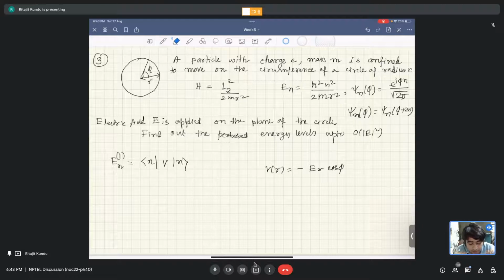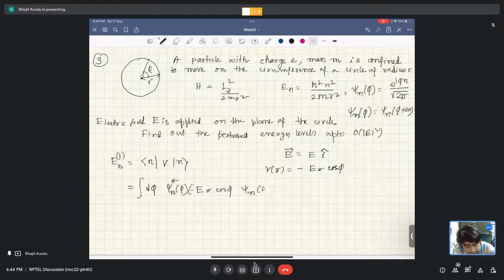So I am assuming here that the E vector is applied along this direction, and then you can just calculate this first order correction in the energy. It becomes something like this: psi n star, you plug in V = -eR E cosine of phi, and then psi n of phi.